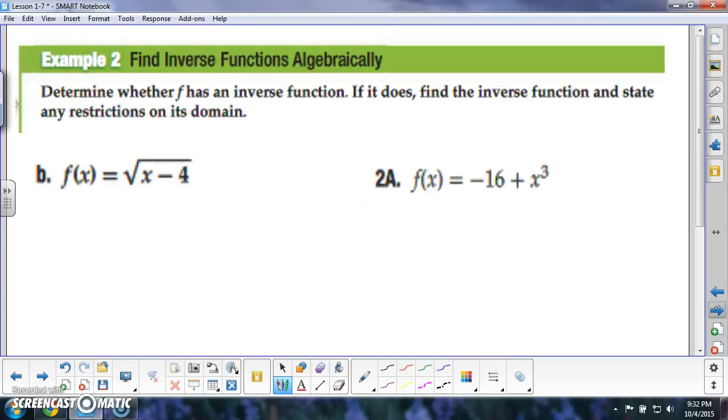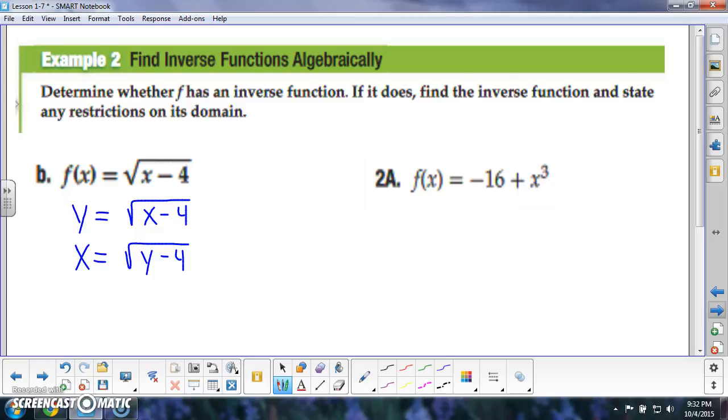So, with that being said, you did some problems like this in Algebra 2. Very similar. It's going to say determine whether the function has an inverse. If it does, find the inverse function and state any restrictions on its domain. Well, to know if it has an inverse, you can just graph it with your calculator, apply the horizontal line test. If it fails it, then you'd say no, it does not have an inverse. This one does. So to find its inverse, the first thing you do is you get rid of the f of x notation, and you replace that with a y. Then you interchange the x and the y, and then you solve for y.